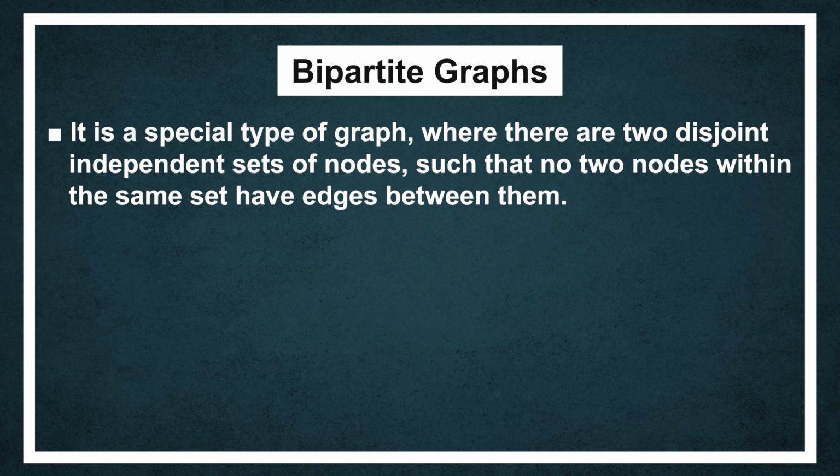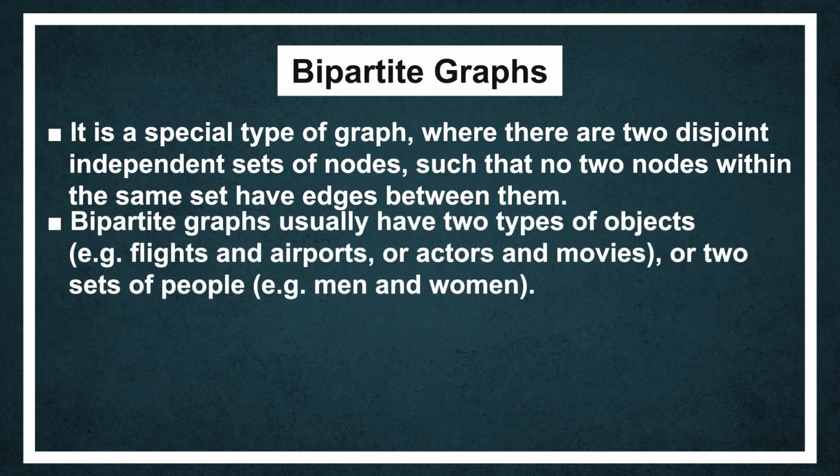Another type of graph is known as a bipartite graph. A bipartite graph is a special type of graph where there are two disjoint independent sets of nodes such that no two nodes within the same set have edges between them. Bipartite graphs arise naturally in scenarios where there are two types of objects, like flights and airports or actors and movies, or two sets of people like men and women. Film actor networks are bipartite, where the two sets of nodes represent actors and movies and the edges connect actors to the movies they starred in.